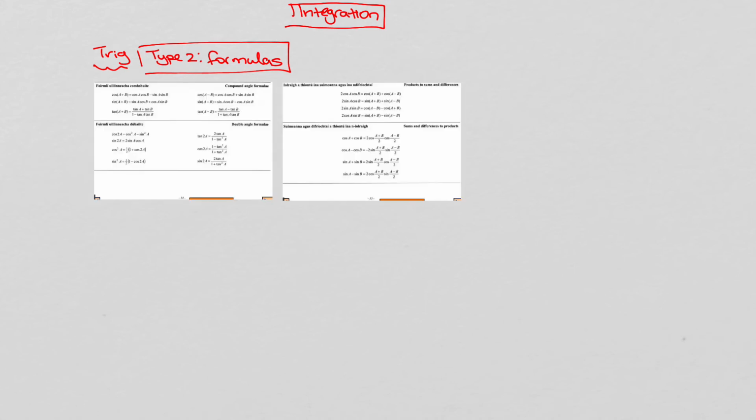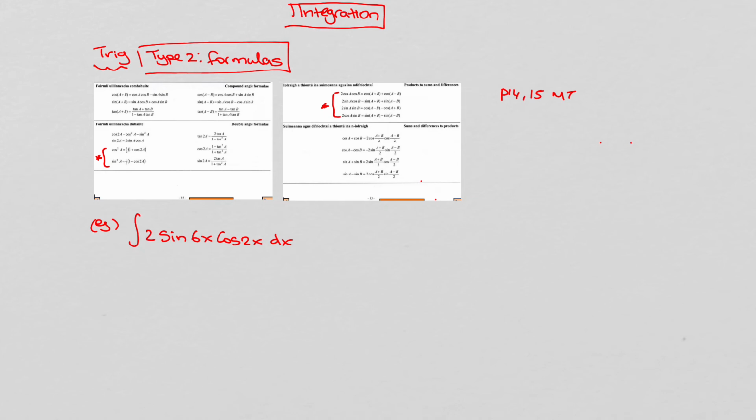So our formulas are on pages 14 and 15 in our maths tables. And you can see here the ones that we're going to be really looking at are our cos squared and our sine squared, and also our product. So we'll have to change our product back into a sum before we can integrate. So these are the main ones that we will use in these questions.